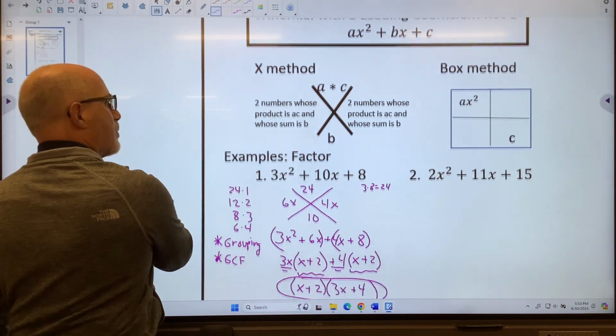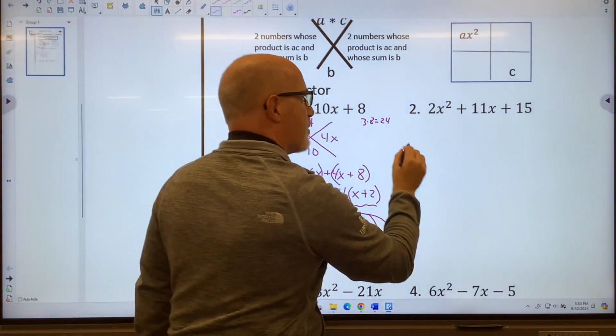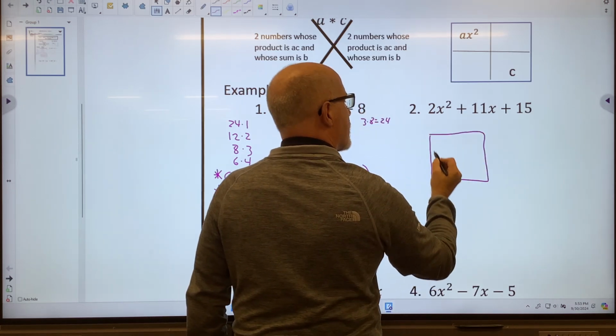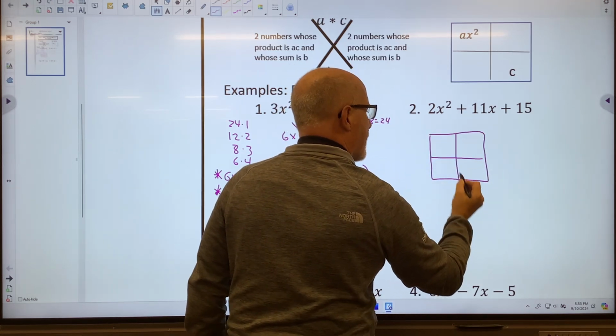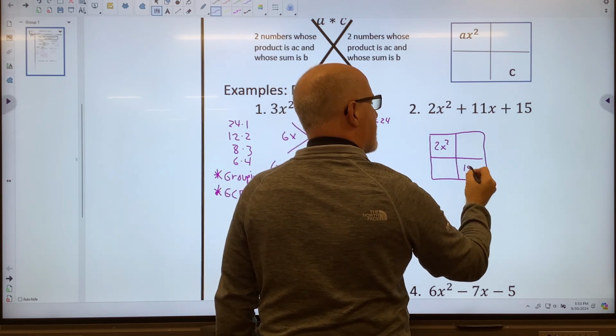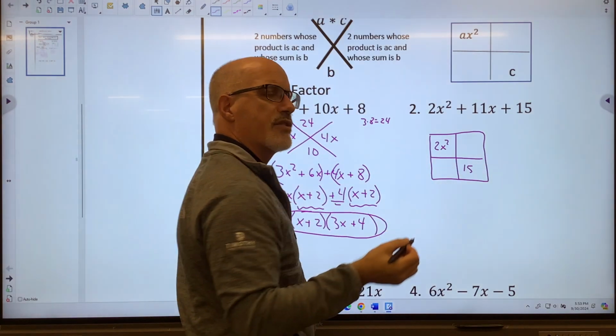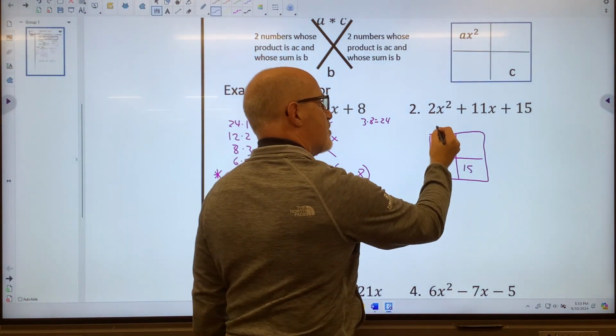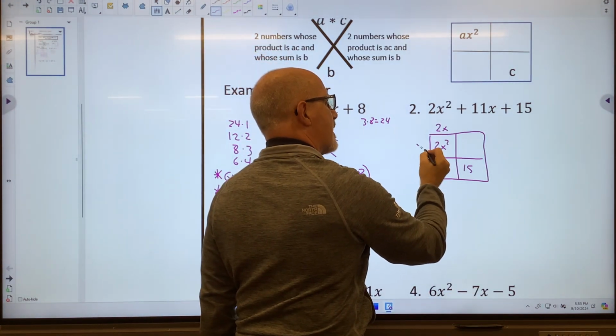So let's try it with one of these. Let's try it with actual numbers, that will help. So 2x squared goes in the first box as I form my box here. And I'm going to put the 15 down in this box. Now 2x squared, there's not much I can do with it. Really, it's a 2x and an x. I want an x in each term. So I'm going to put 2x and x here.